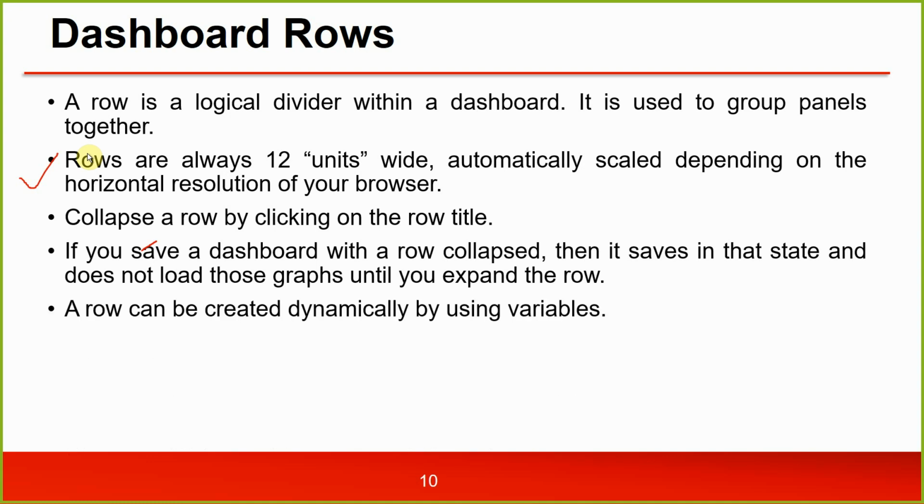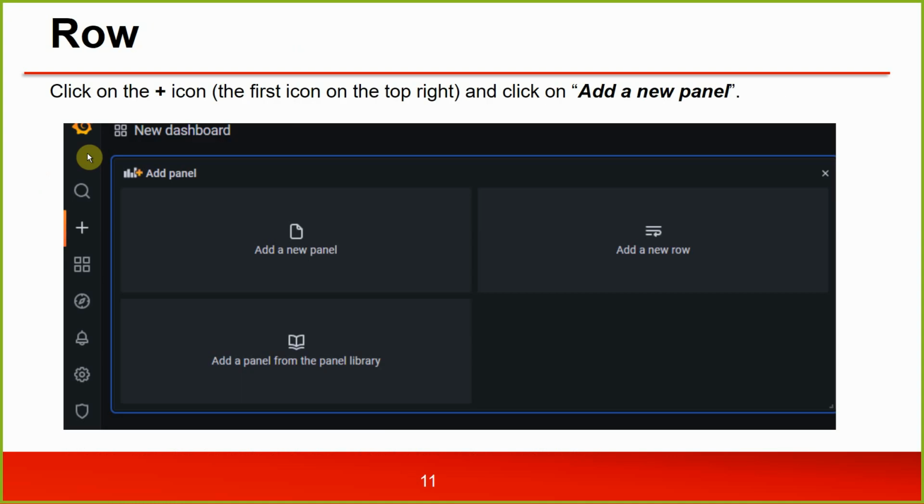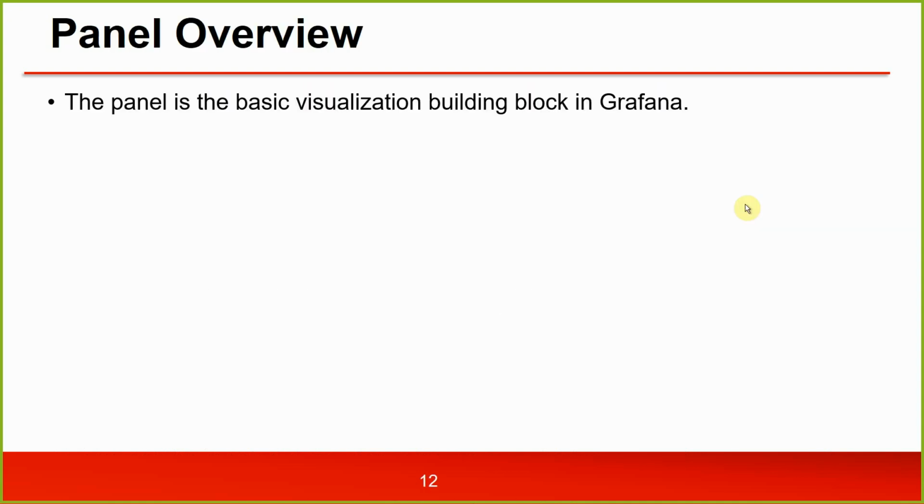A row can be created dynamically by using variables also. So how do you create the row? Click on the plus icon, the first icon on the top right, and then click add new panel or new row. This is the option, add new row, to add a new row.